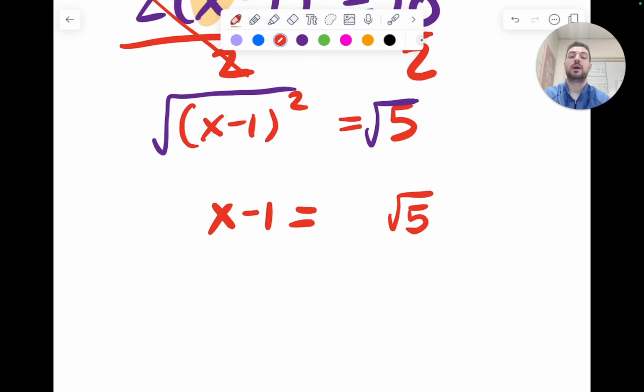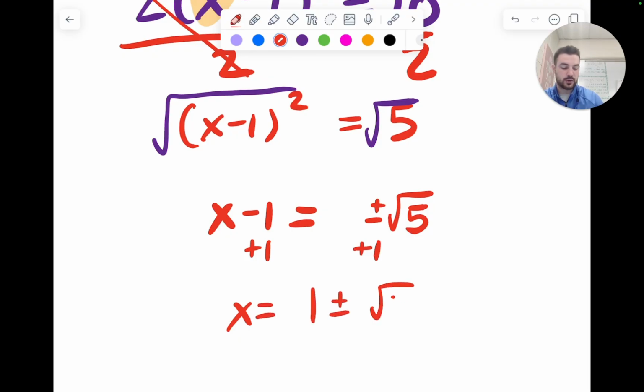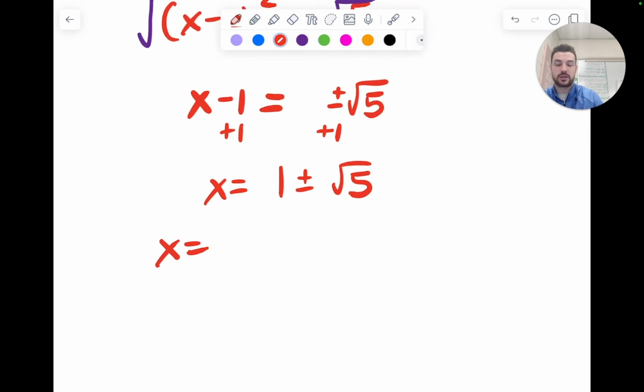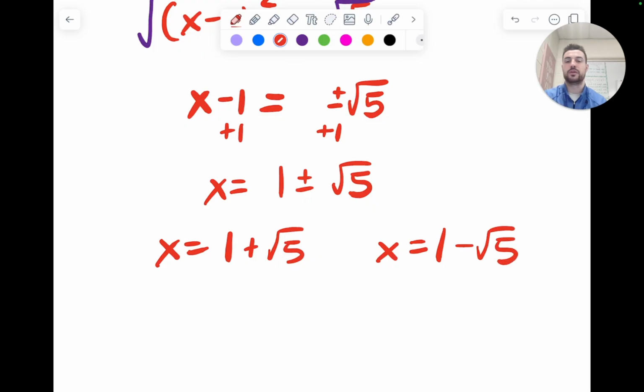But what we need to remember is when we are taking the square root of a value and we are solving, we need a plus and a minus. My last step here is going to be to add 1 to both sides, and I will get x equals 1 plus or minus the square root of 5. So just like before when we factored, we still have two solutions. We have 1 plus the square root of 5, and then we have 1 minus the square root of 5.